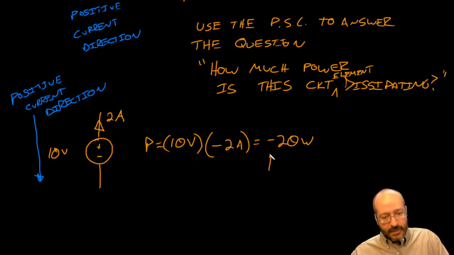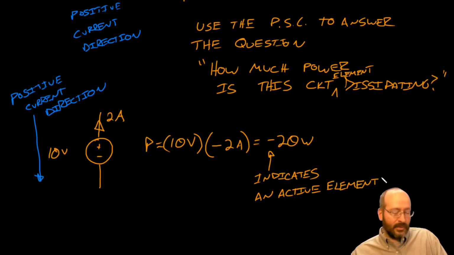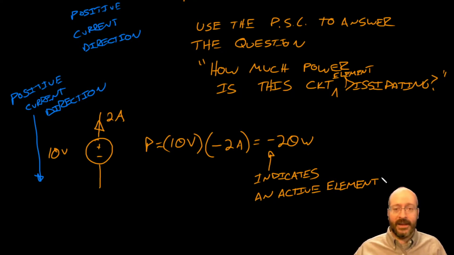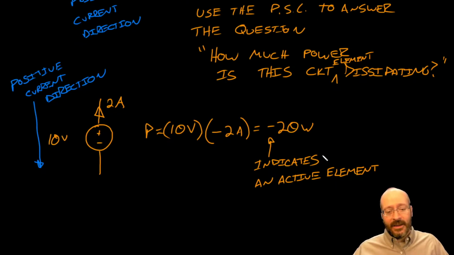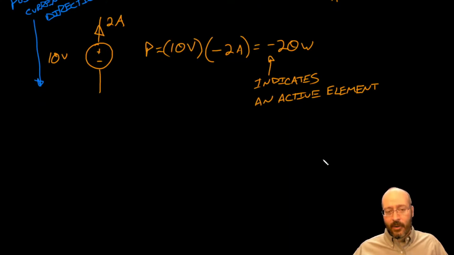Okay, so that sign right there indicates an active element, not a passive element. Okay, right now the only passive elements we've talked about are resistors. We're going to talk about capacitors and inductors later on in the course. But this voltage source is active. It's supplying energy to the circuit. Okay. So passive sign convention needs to be respected even when we're calculating power.